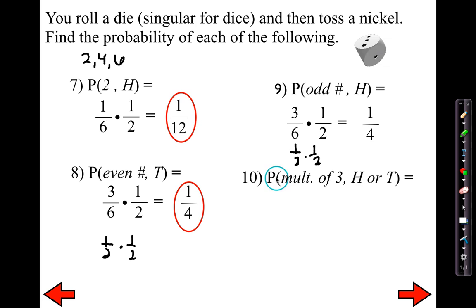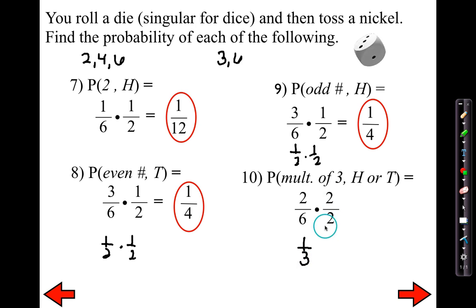Number 10, the probability of getting a multiple of 3. Well, multiples of 3 will include 3 and 6. 9 included, but you can't find a 9 on a number cube, so I'm just going to stop at 6. So there's 2 out of 6 ways to get a multiple of 3. For heads or tails, well, it's any of them. So that's 2 out of 2, so that's certain. Whether you flip it, you're either going to get heads or tails. So this is going to reduce to 1/3. I can divide by 2, and here we can reduce that to just 1/1. So my answer is 1/3.